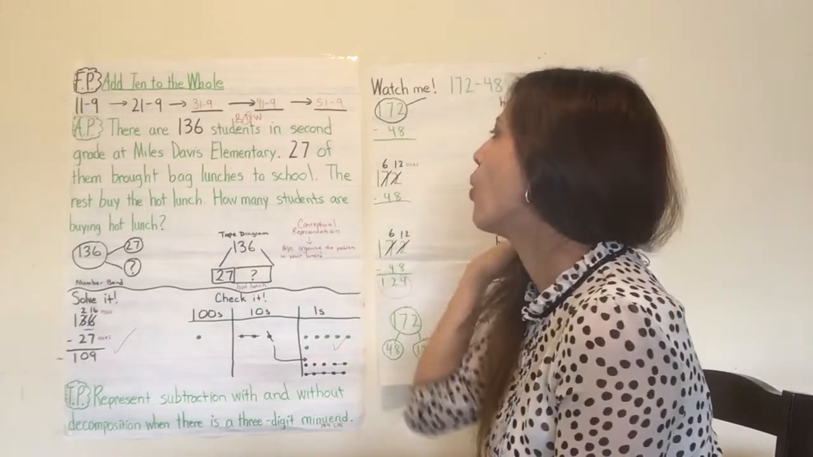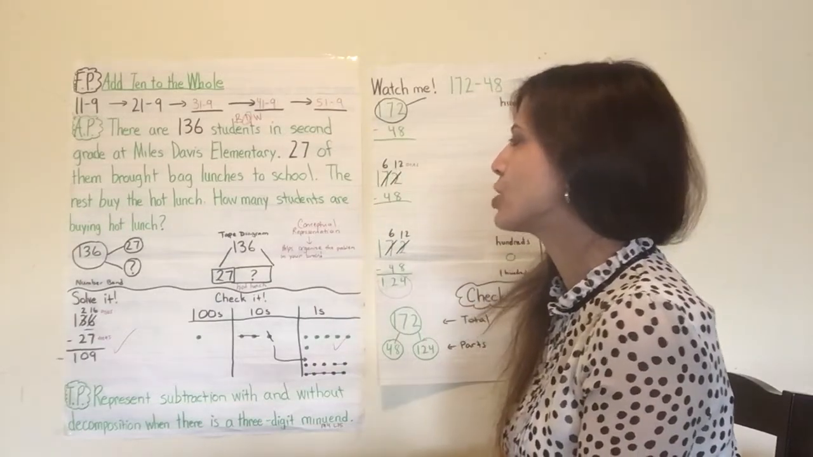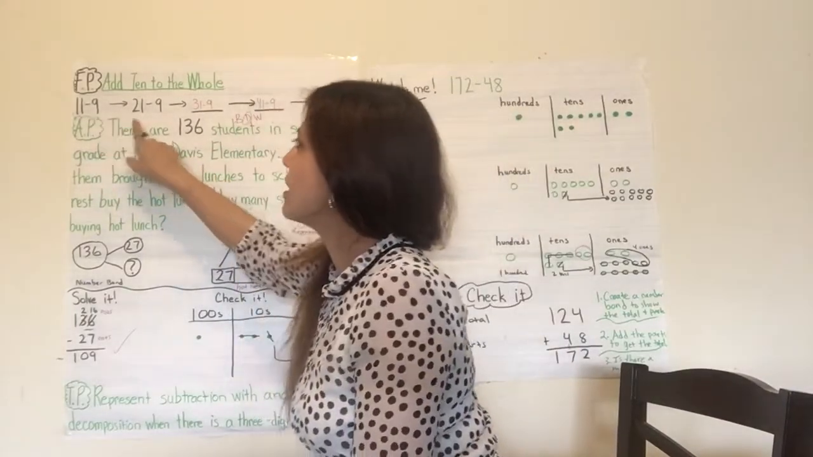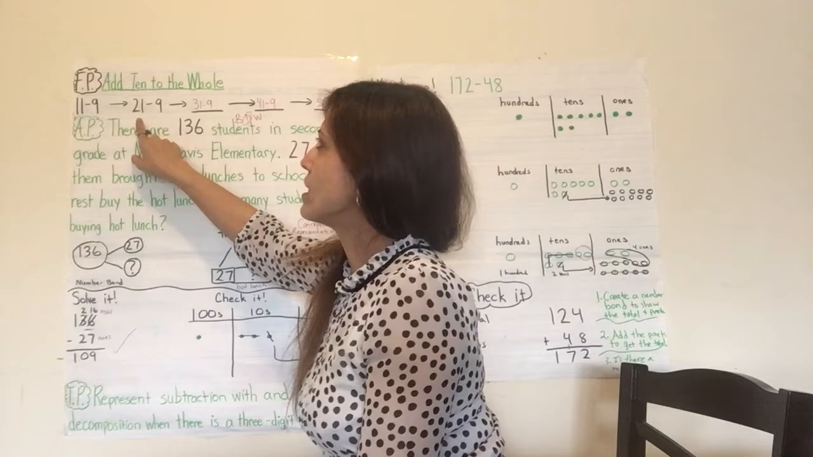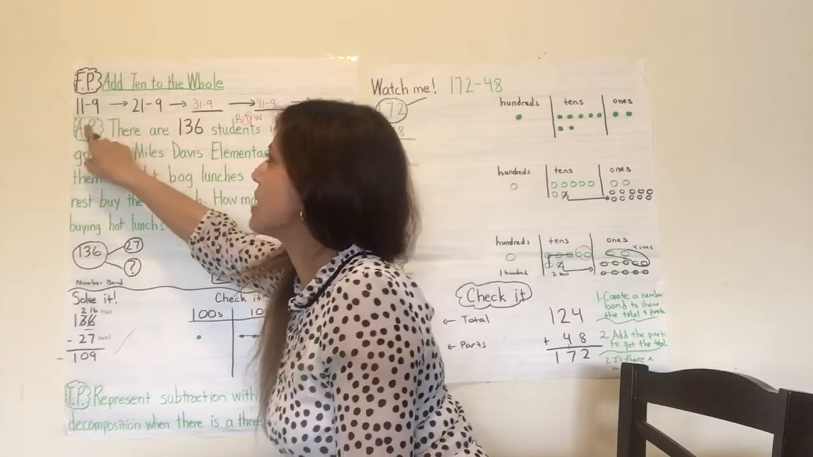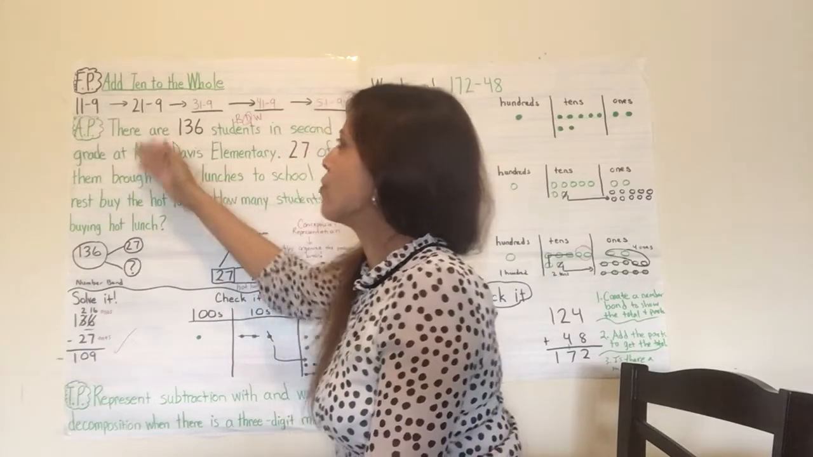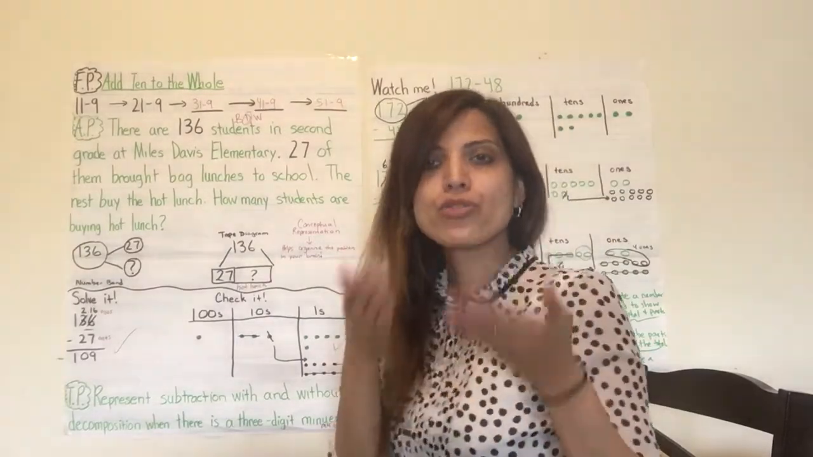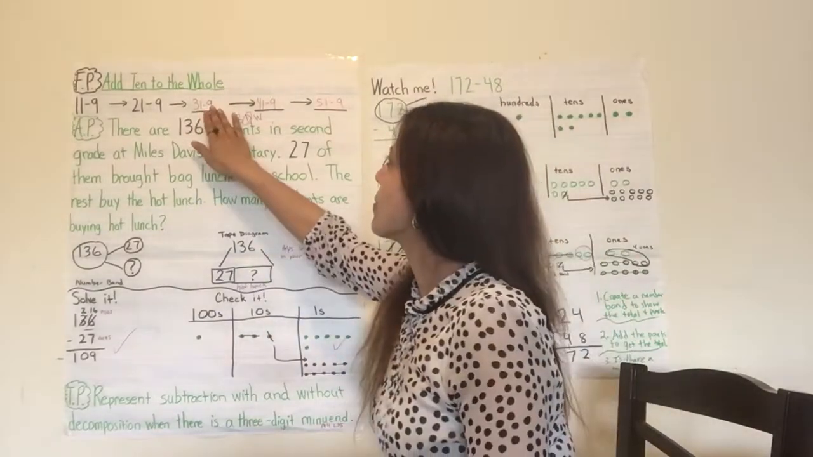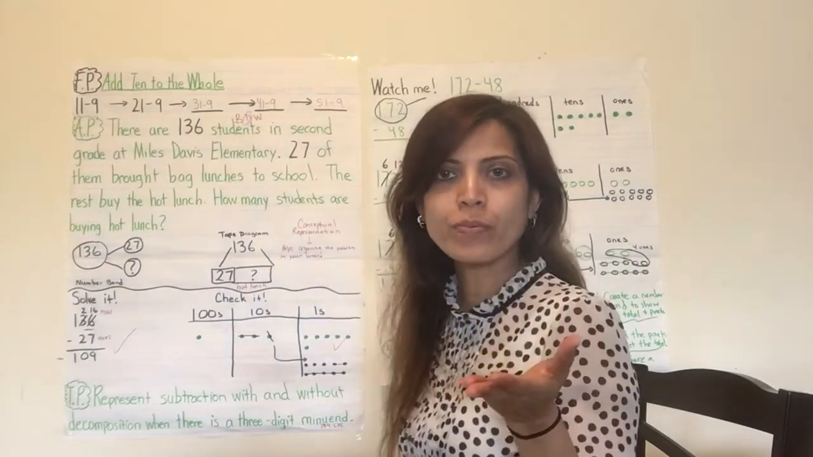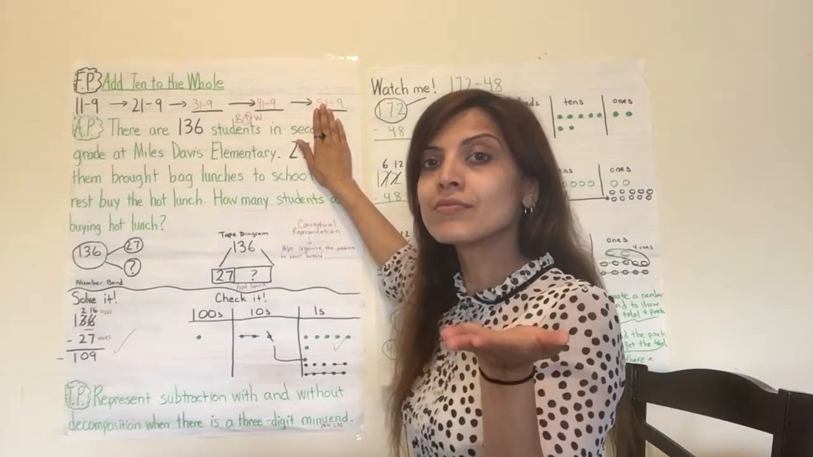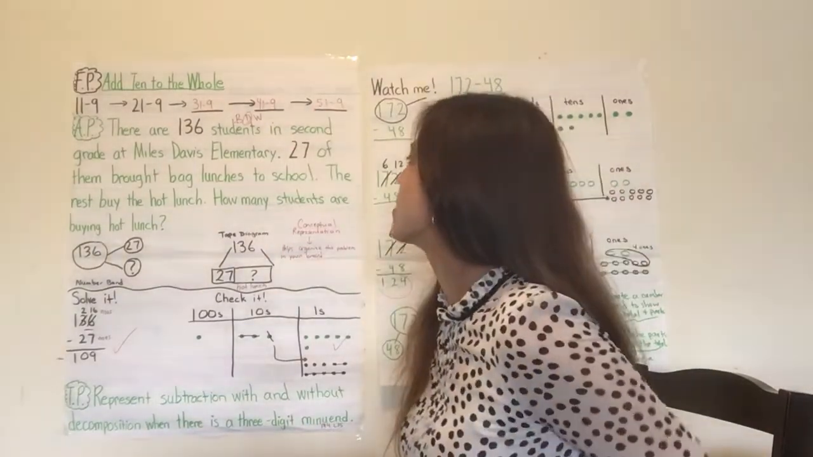Add 10 to the whole. So basically we're going to add 10 to this whole right here. So we have 11 minus 9. It turns into 21 minus 9 because 11 plus 10 is 21. Moving on, 21 minus 9 turns into 31 minus 9. 31 minus 9 turns into 41 minus 9. 41 minus 9 turns into 51 minus 9. Amazing job.